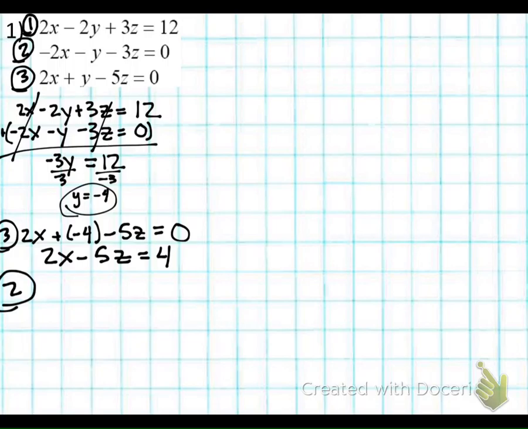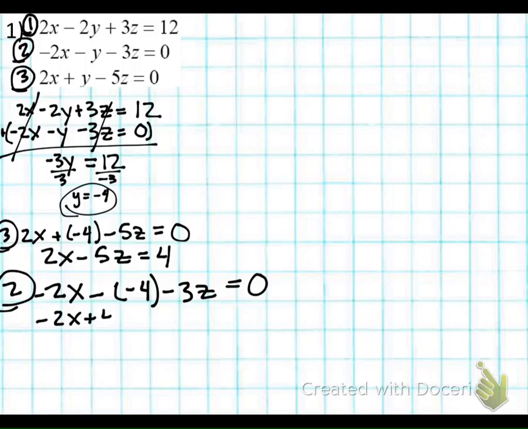Again, that was equation 3. So let's look at equation 2 now. Plugging in negative 4 for y, I have negative 2x minus, and then negative 4 instead of y, minus 3z equals 0. And that gives me negative 2x plus 4 minus 3z equals 0. Subtracting 4 to the other side, I get negative 2x minus 3z equals negative 4. Okay, so now I have two equations in two variables.